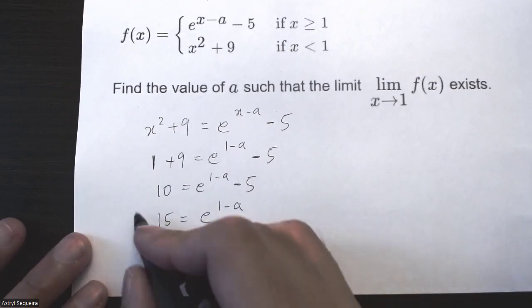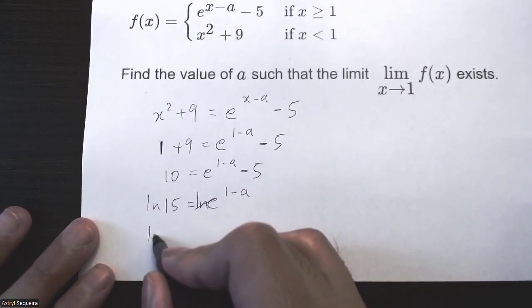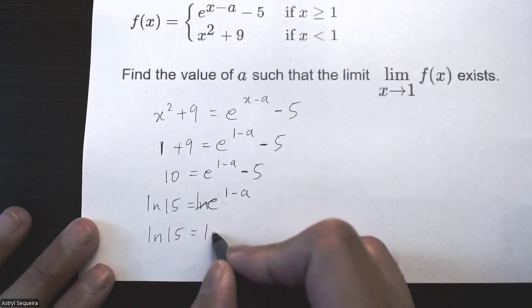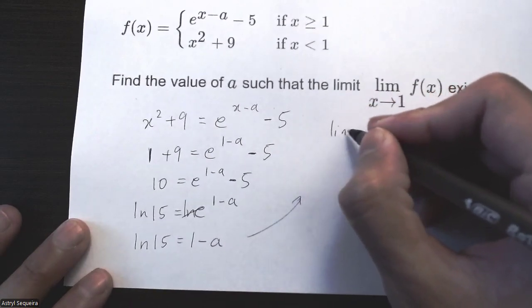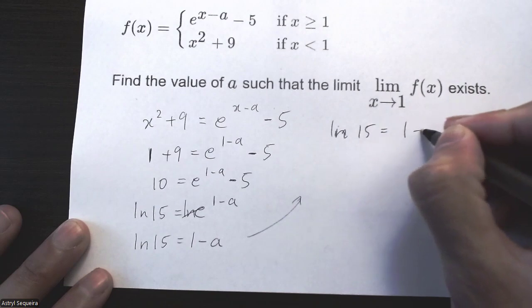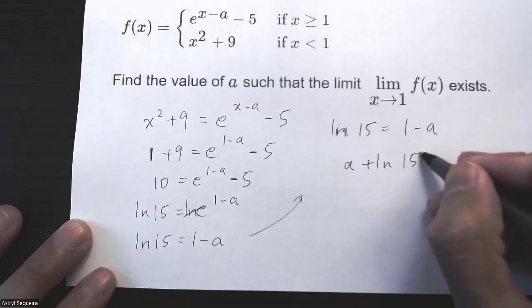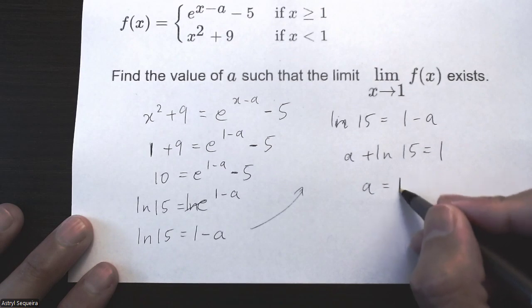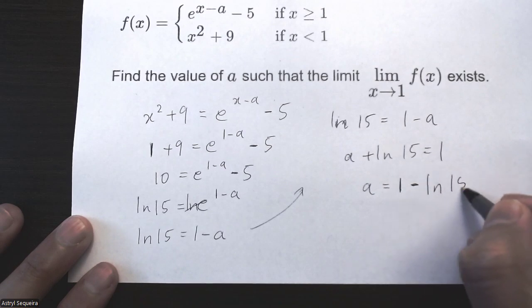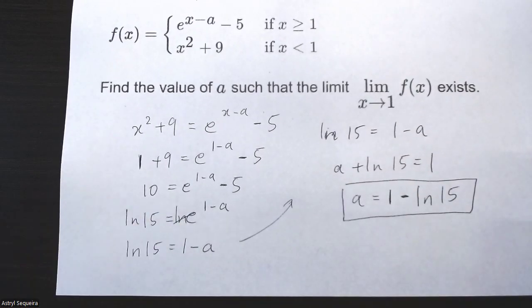To get rid of an e, we have to ln both sides. So this ln and e will cancel here. So ln 15 equals 1 minus a. Continue over here. I'll move the a to the other side to make it positive. So a plus ln 15 equals 1. And then I'll subtract the ln 15 on the other side. So a just equals 1 minus ln 15. And that is the final answer to this question over here.